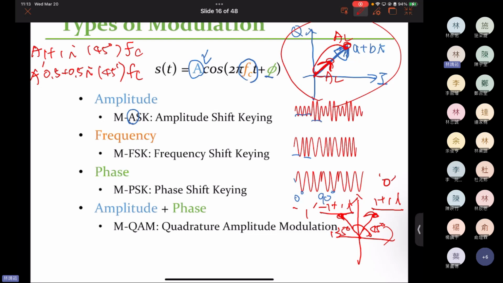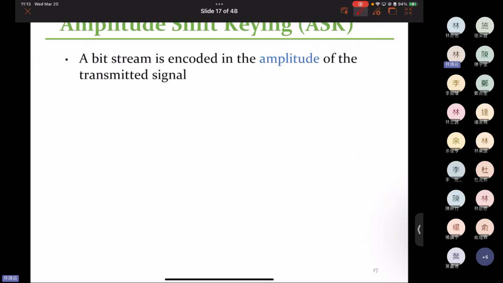But for FSK, you cannot see it from this IQ plane. Basically, we use this constellation diagram because it is easy to represent different modulation schemes on top of this IQ plane. All right, so let's have a break, and then we will continue to introduce ASK.